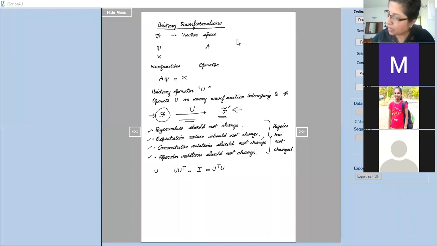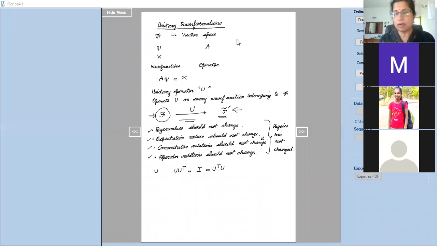Why are commutator relations important? For the physics to remain the same, you cannot say that I cannot measure position and momentum simultaneously in that first vector space, but then I do a unitary transformation, and now I can measure position and momentum simultaneously. Imagine how ridiculous that would be. So commutator relations should be maintained the same. They are very, very important.